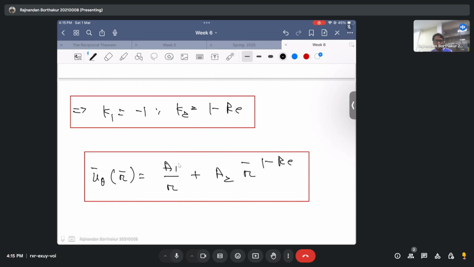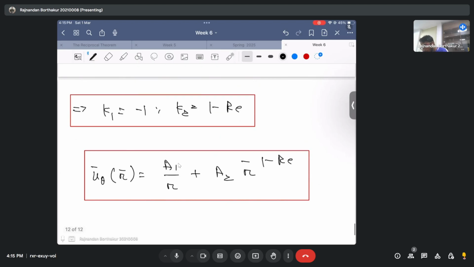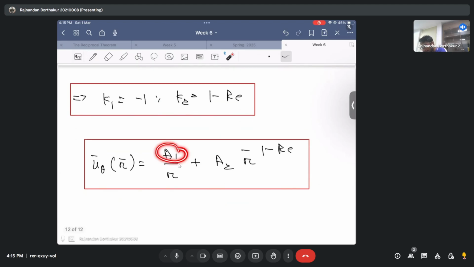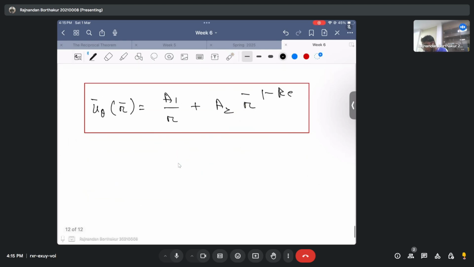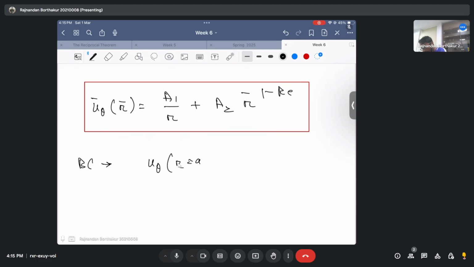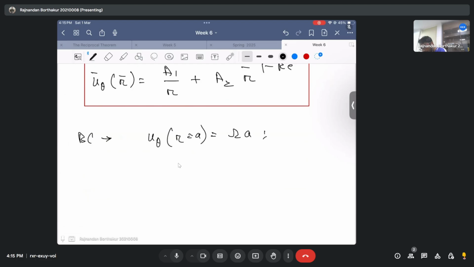Okay, I hope this is clear. So let's now try to find out these constants a1 and a2. For that, obviously we need to use the boundary conditions. So what are the boundary conditions? If you remember, the boundary condition was something like this. I had u theta at r equals a equal to omega a. And I know that my u theta characteristic scale was just omega a, which means that my non-dimensional u theta bar at r bar equal to 1 is just going to be equal to 1.